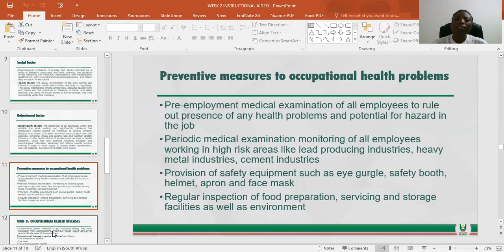Apart from the pre-employment medical examination, what other examinations would you recommend? Maybe after 6 months of work, maybe every one year.